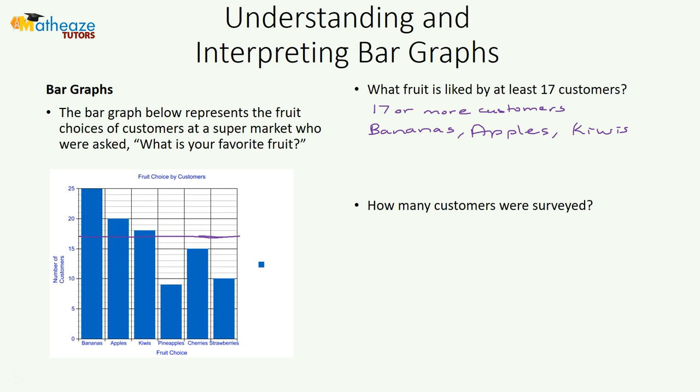So how many customers were surveyed? What we're going to do is look at the bar and look at the number of customers that represent each of these fruits and add them together. So we have 25 plus 20 plus 18 plus 9 plus 15, and then finally plus 10.